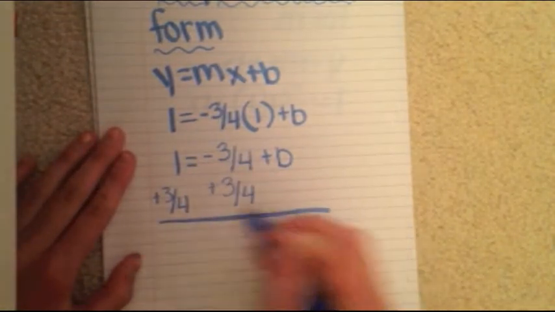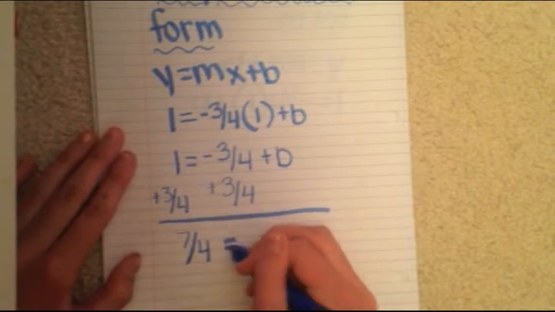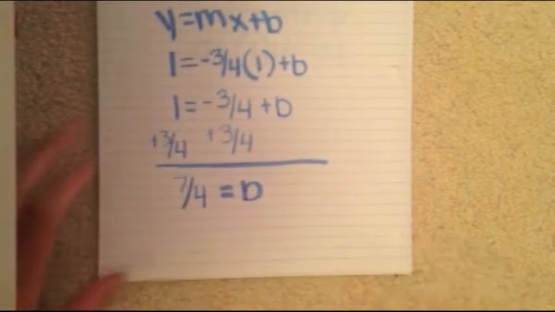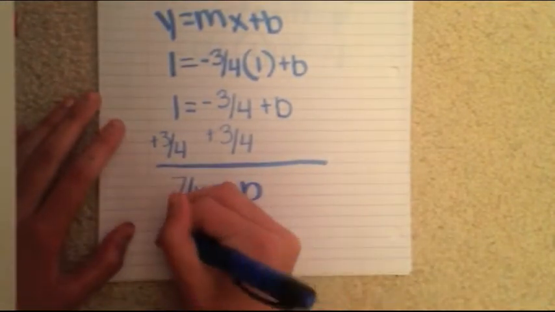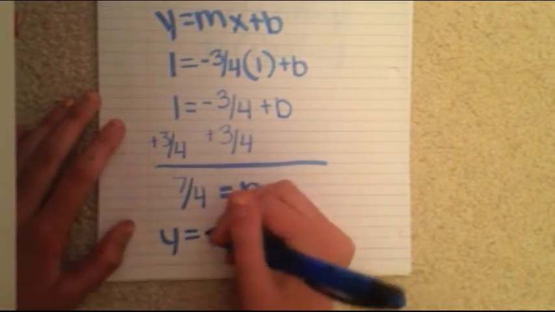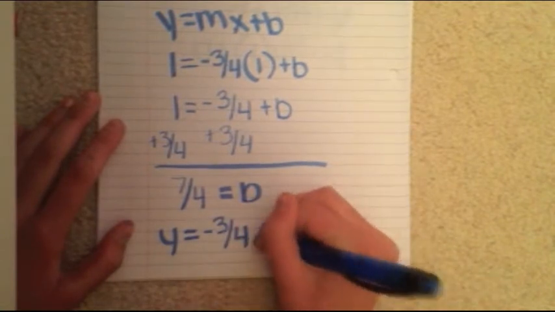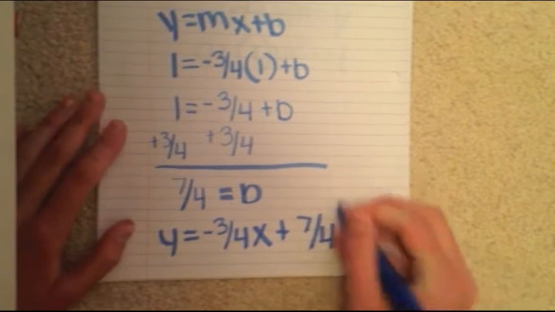And get 7/4 equals b. Once we know what b is, we can write the equation in slope-intercept form, which is y equals m, which is the slope, so -3/4 x plus 7/4.